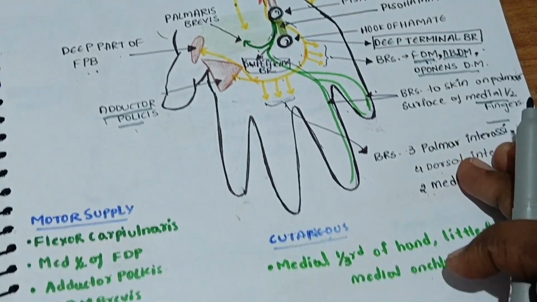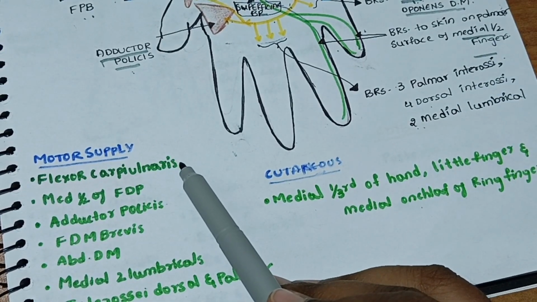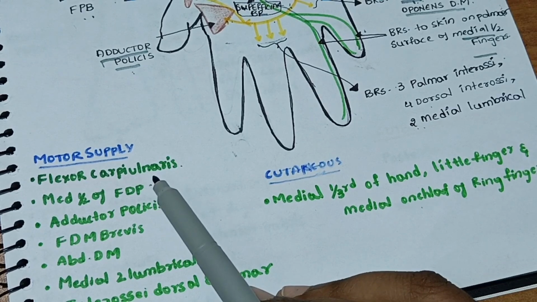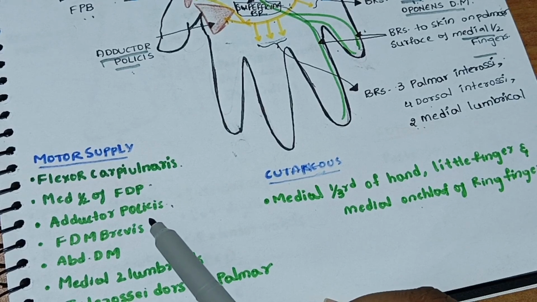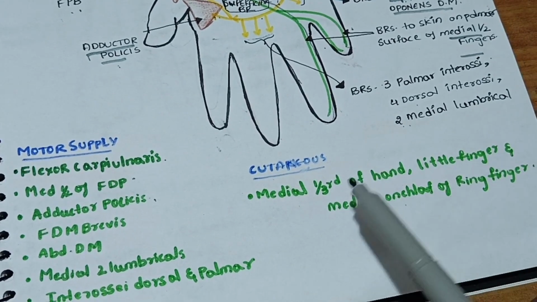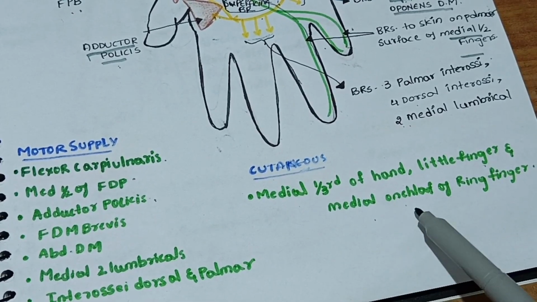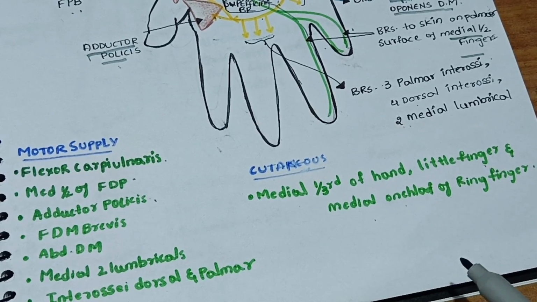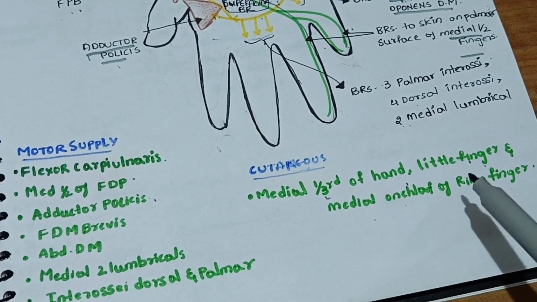Now, what is the motor supply? In conclusion, motor supply, it gives to flexor carpi ulnaris, medial half of flexor digitorum profundus, adductor pollicis, flexor digiti minimi brevis, abductor digiti minimi, medial 2 lumbricals, and dorsal and palmar interossei. Cutaneously sensory, it supplies medial 1/3 of hand, little finger, and medial 1/2 of ring finger.